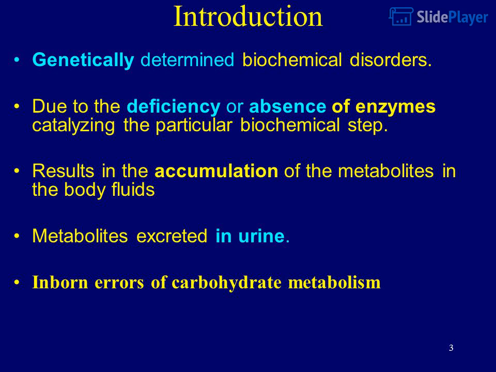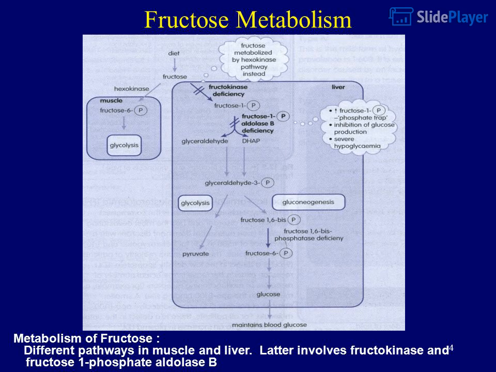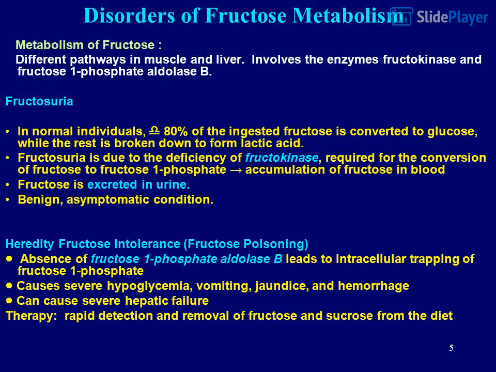Inborn errors of carbohydrate metabolism, fructose metabolism. Metabolism of fructose. Different pathways in muscle and liver. The latter involves fructokinase and fructose 1-phosphate aldolase B. Disorders of fructose metabolism. Metabolism of fructose. Different pathways in muscle and liver. Involves the enzymes fructokinase and fructose 1-phosphate aldolase B.